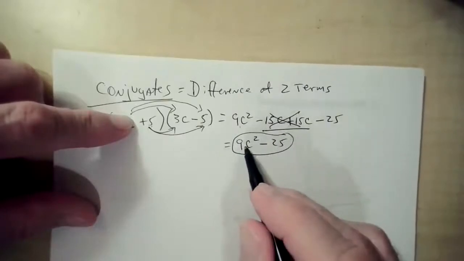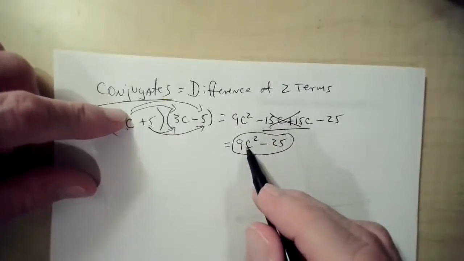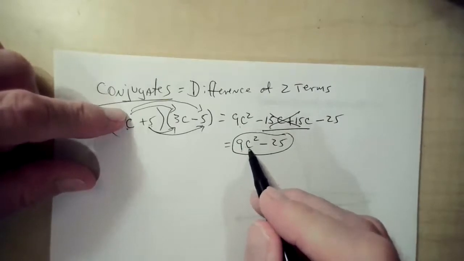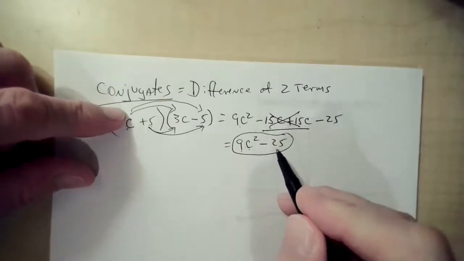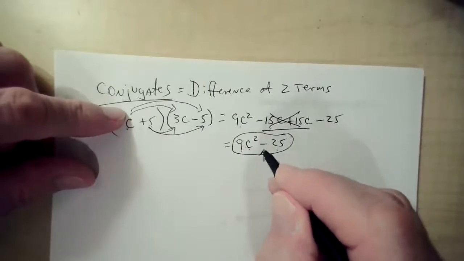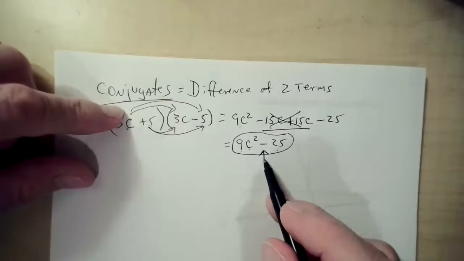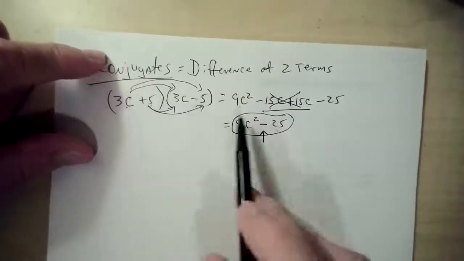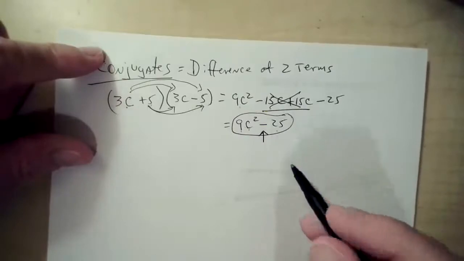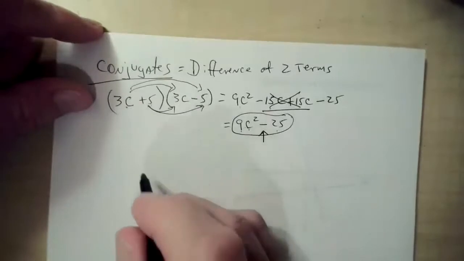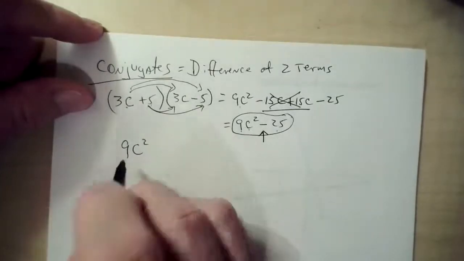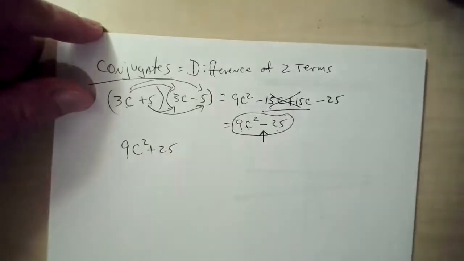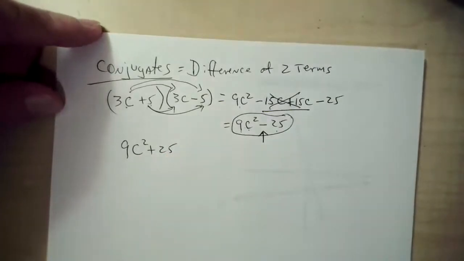This is called a conjugate because everything in here are perfect squares. 9 is a perfect square, c squared is a perfect square, and 25 is a perfect square. And it is the difference. Okay? When it's the difference of perfect squares, and this is called a conjugate, the linear term, the middle term, gets eliminated. Now, what happens if I ask you to factor this? Get this if you're so smart, Miss Shababa. What if I have 9c squared plus 25?